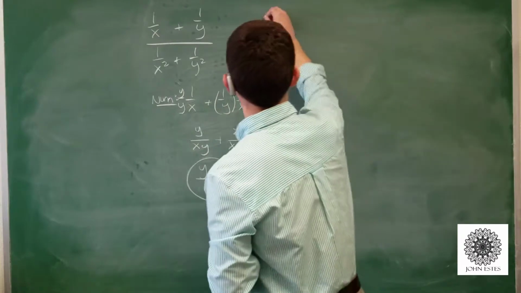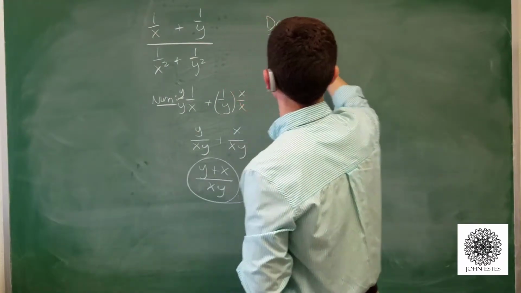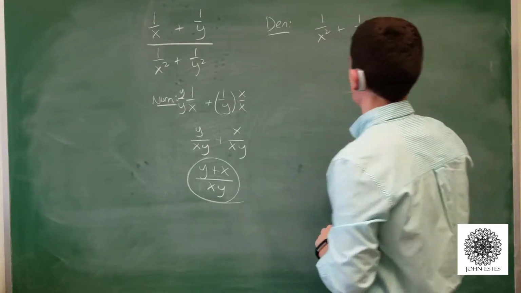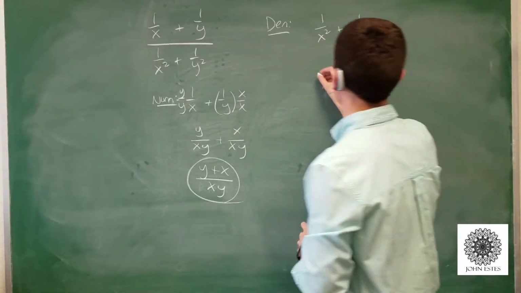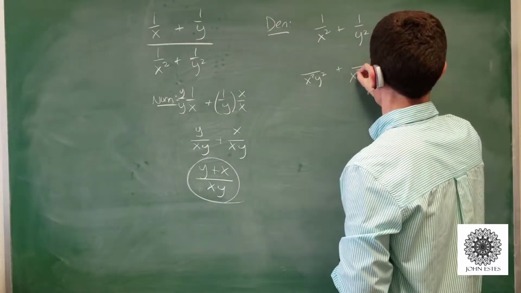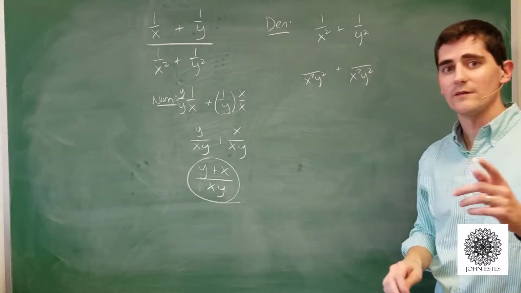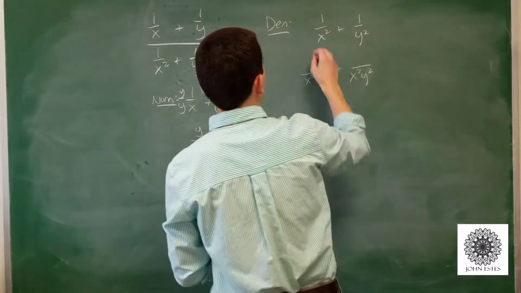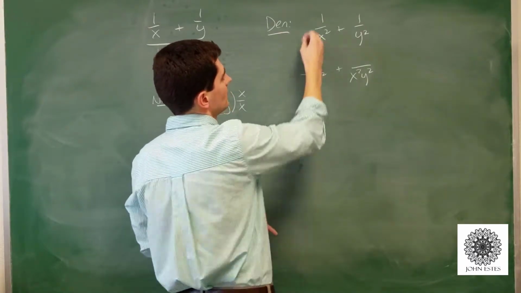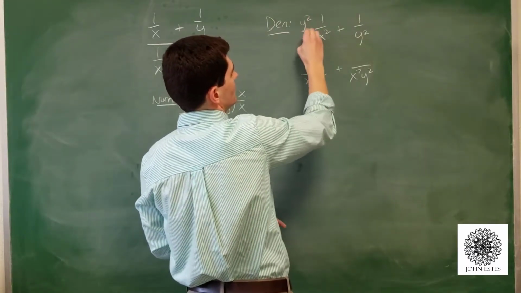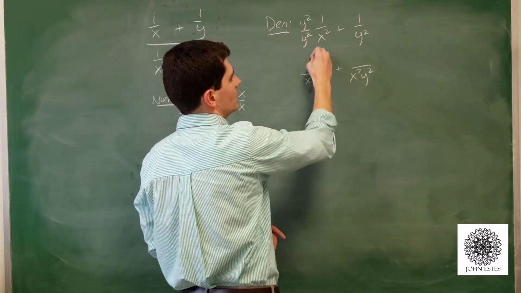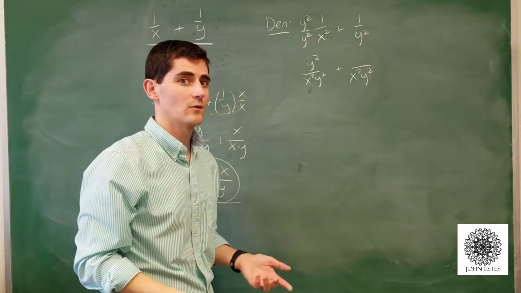Okay, now if I do the same with my denominator, I have 1 over x squared plus 1 over y squared. I want to get a common denominator. We could see then that the common denominator is going to be x squared y squared. So my first term, I need to multiply to get this common denominator. You just think, what's missing? The thing that's missing is a y squared. So I have y squared over y squared times 1 over x squared. I end up with y squared over x squared y squared.